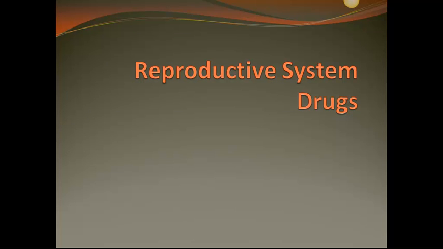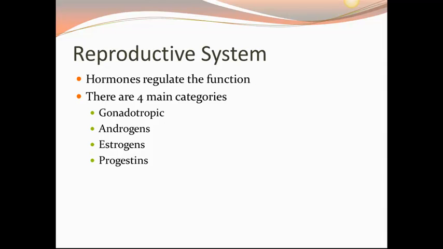Reproductive system drugs lecture. The reproductive system has hormones that regulate its function. There are four main categories of hormones that we will be discussing in this lecture. We have the gonadotropic, androgens, estrogens, and progestins.